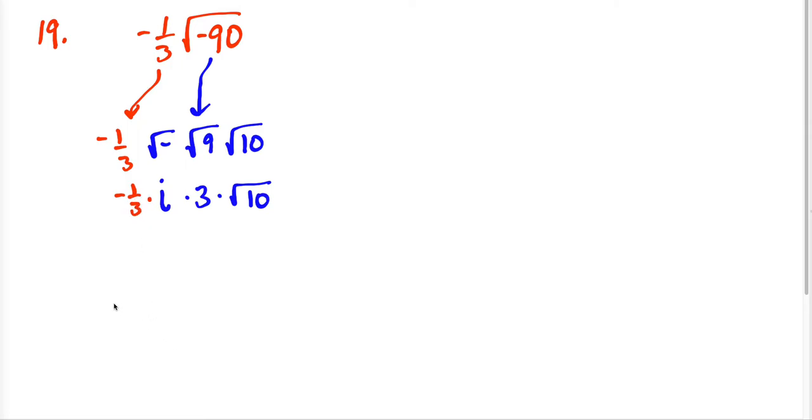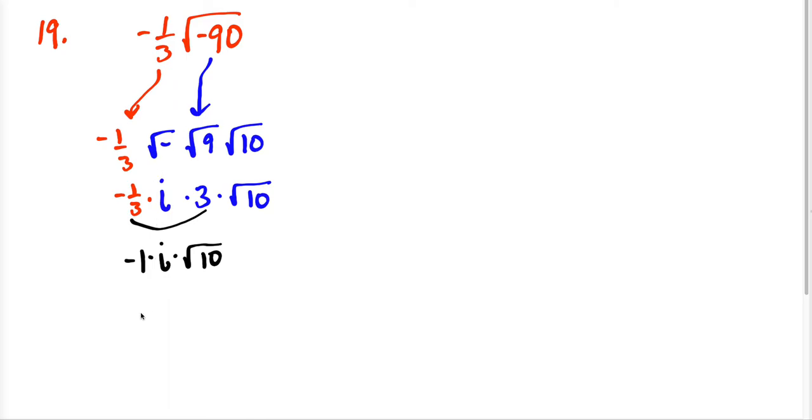Now everything here is multiplied. If we have multiple normal numbers, we can multiply them together. So I'm going to multiply the negative 1/3 and the 3 together. That'll get me negative i root 10. You can write these in whatever order you want. They'll be correct.